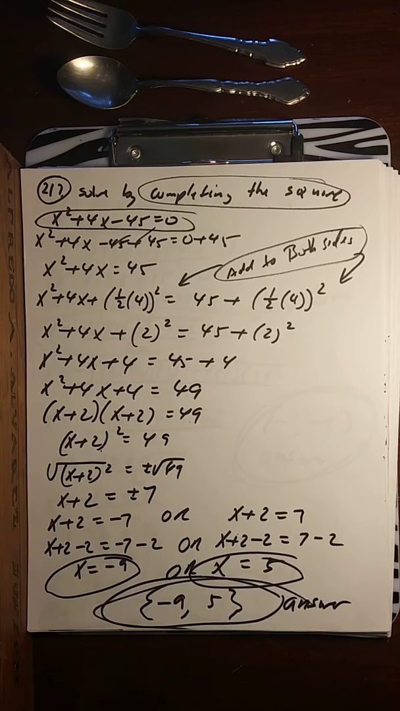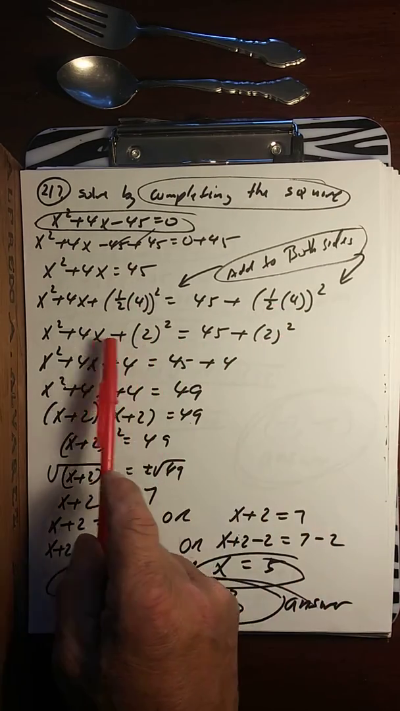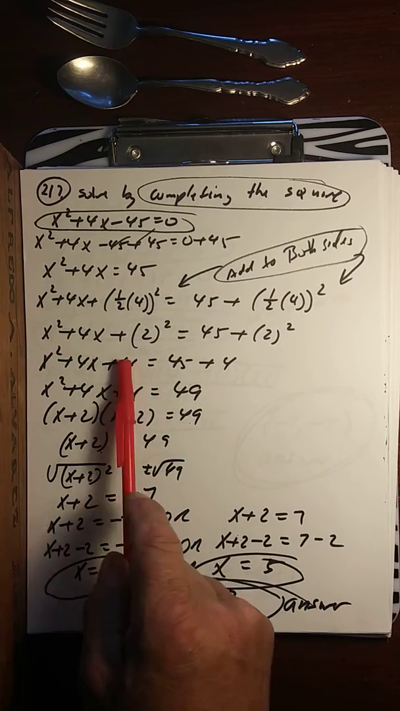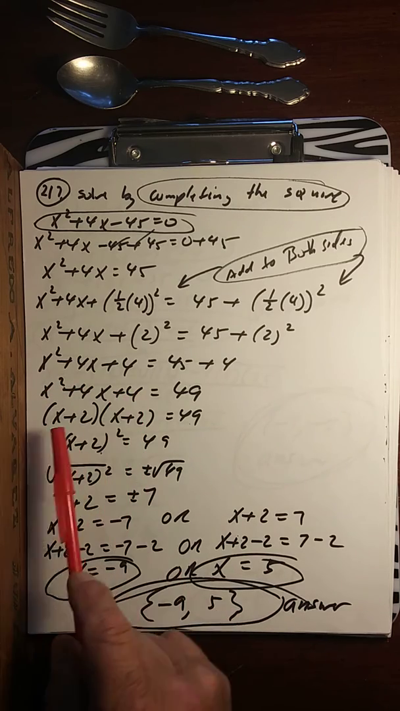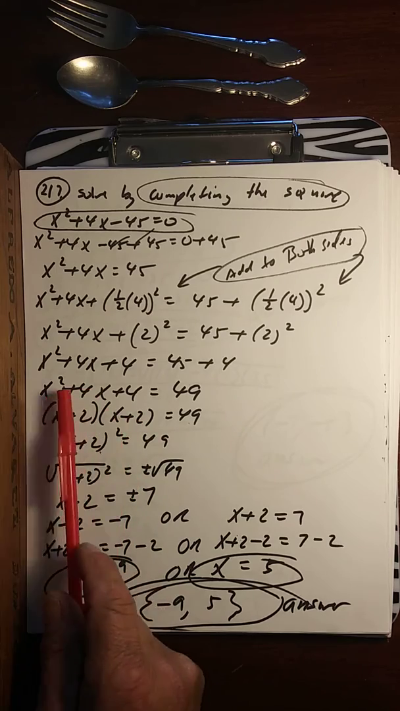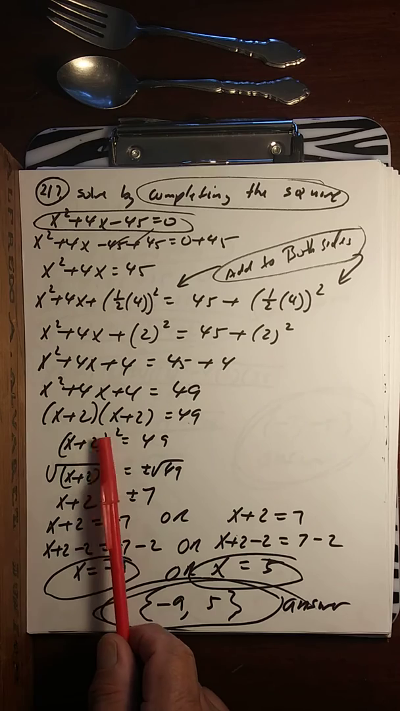So now you have half of this is 2 squared, half of this is 2 squared. So 2 times 2 is 4, 2 times 2 is 4. Now we have this right here, and this is going to be 49. And x squared plus 4x plus 4 can be factored: 2 times 2 is 4, 2x and 2x is 4x, x and x is x squared. So x plus 2 is that one right there, and that's going to be x plus 2 squared.